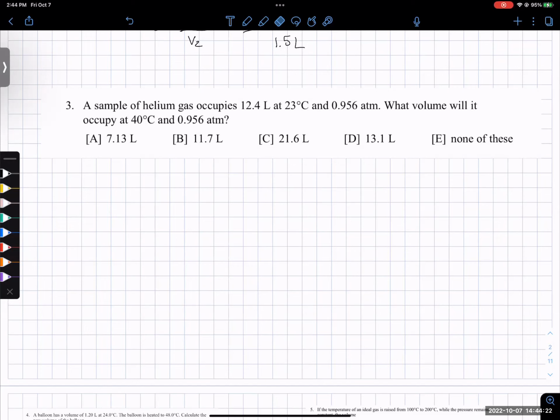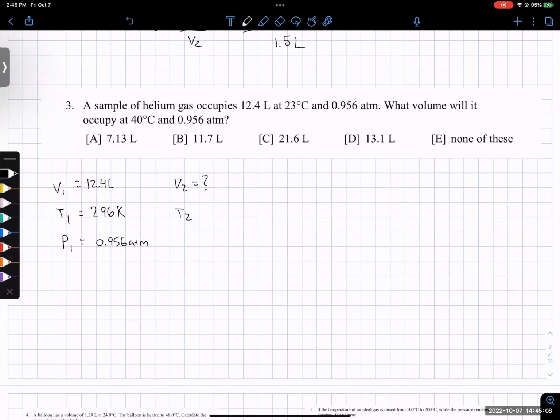So let's go ahead and write the variables that we have here. Clearly for V1, we have 12.4 liters. The temperature, I'm going to convert it to Kelvin. What is 23 plus 273? 296. So 296 Kelvin. And then pressure 1 is equal to 0.956 atmospheres. And let's go ahead and do that for the second part, where V2 is what we're looking for.